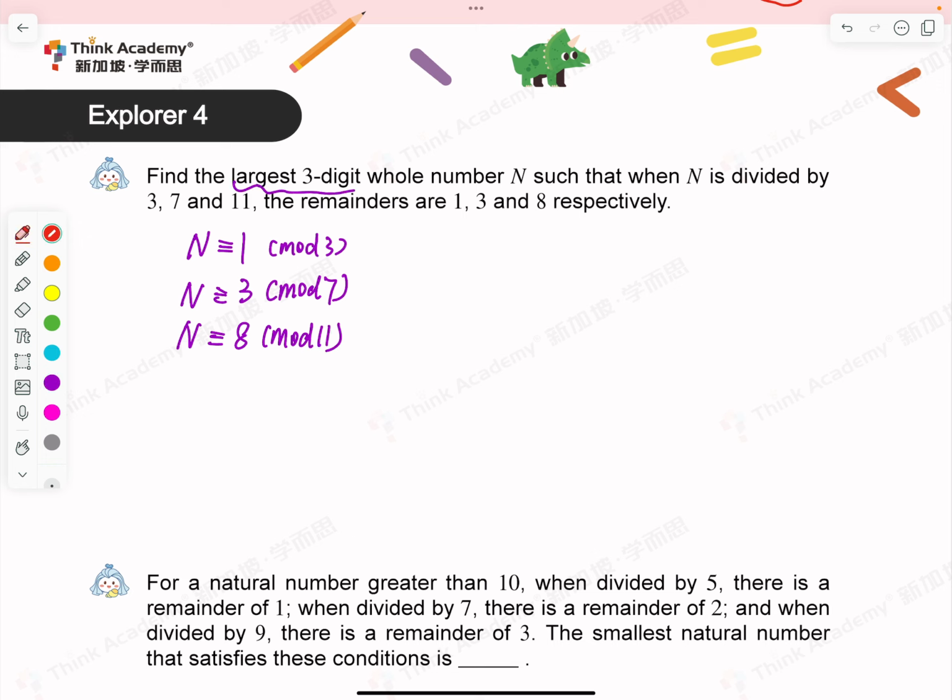Of course, I want to find out the largest one. So maybe we can start from here. Start from equation 1, equation 2, and equation 3. We need to meet these 3 conditions. We start from here. So what is the largest number?